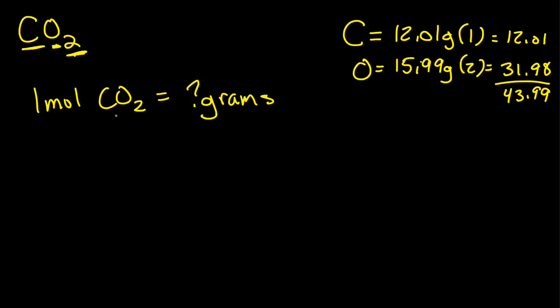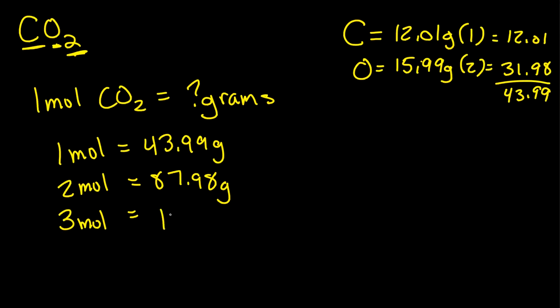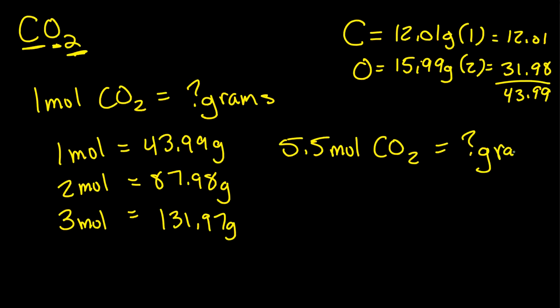So that means this 1 mole of carbon dioxide here is 43.99 grams. If I had 2 moles of carbon dioxide, it would be 87.98 grams. I would just multiply it by 2. So if I had 3 moles of carbon dioxide, I would multiply it then by 3, which is 131.97 grams. So what about if we had 5.5 moles of carbon dioxide? How many grams is that?